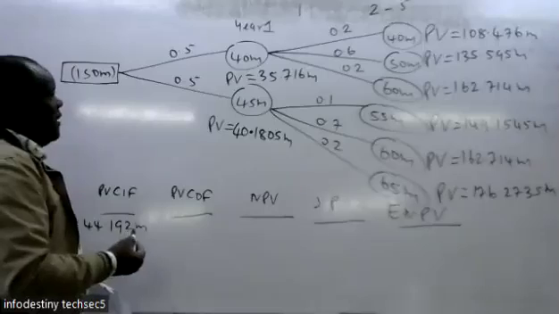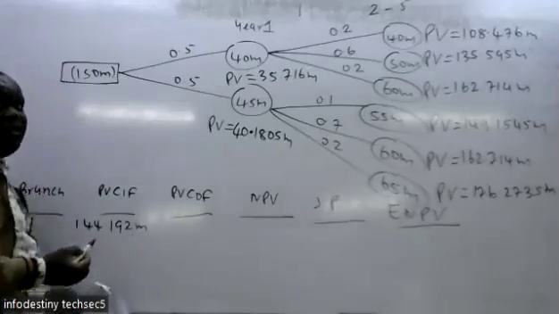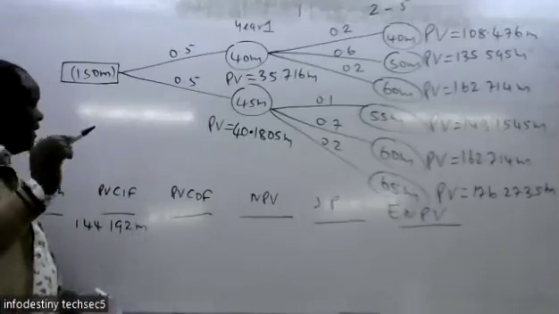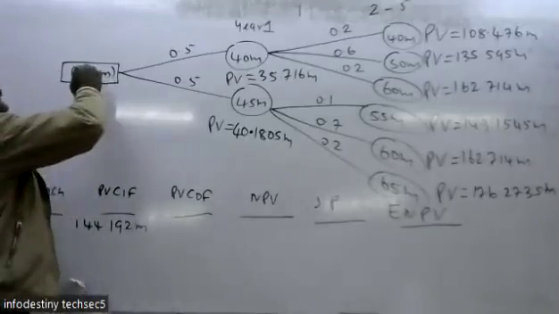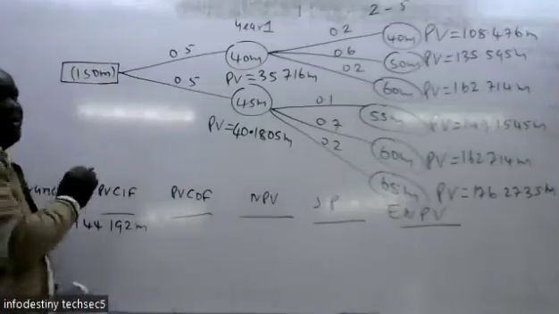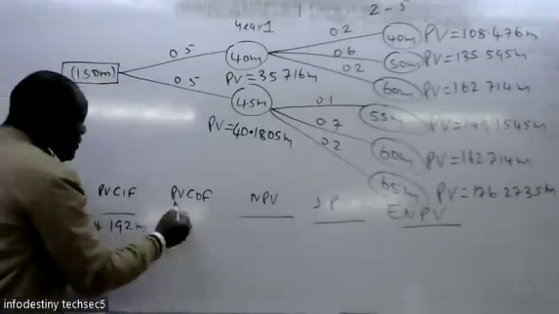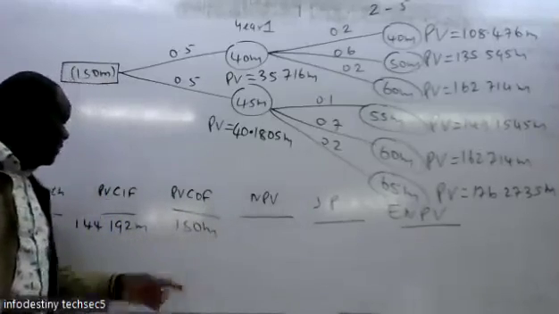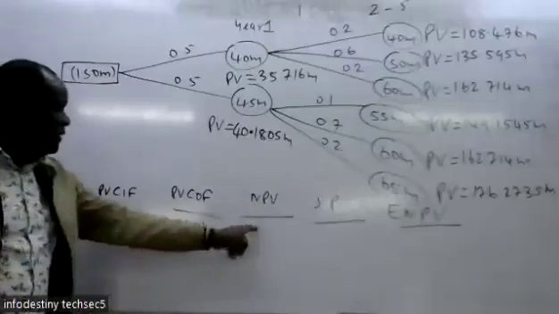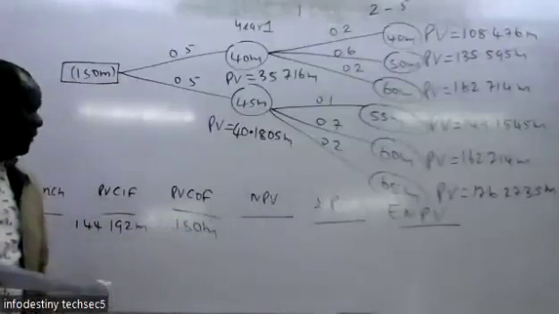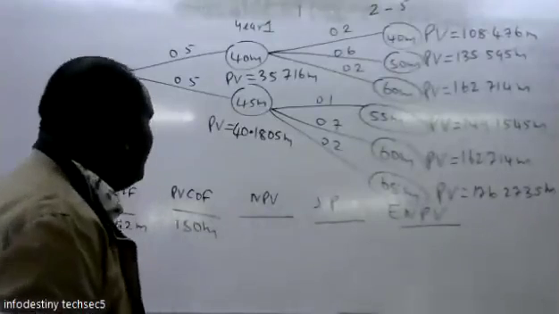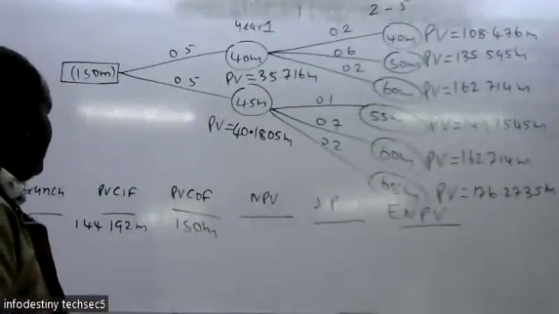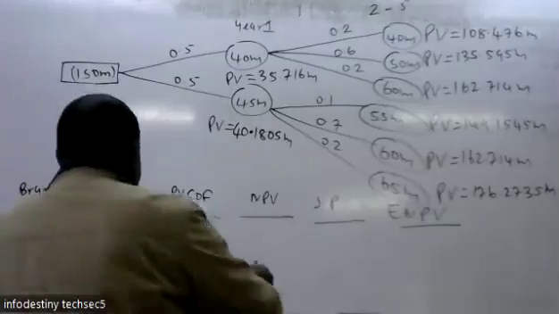Yeah, so that is now our present value for the cash inflows for branch 1. Then the present value for the cash outflow is the initial cost, which is 150 million. So you subtract 150 million from there, subtract this from that to give us the NPV. Obviously it will be a negative figure. It is negative 5.808.